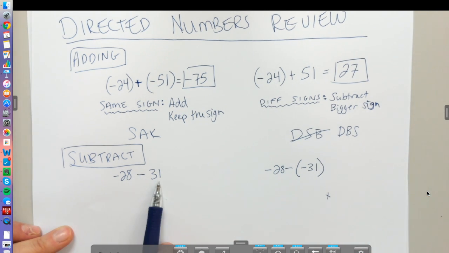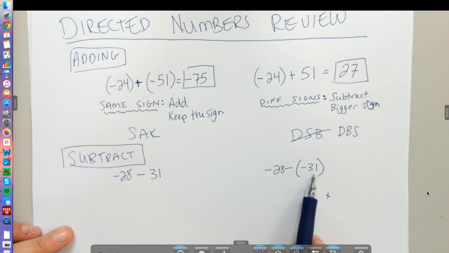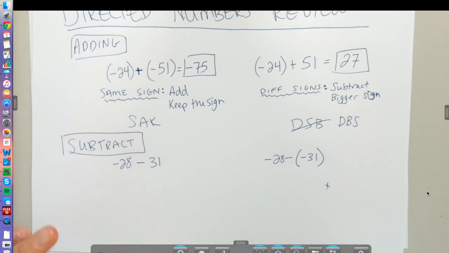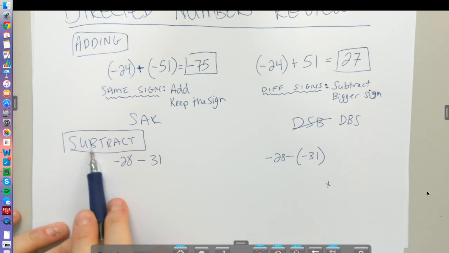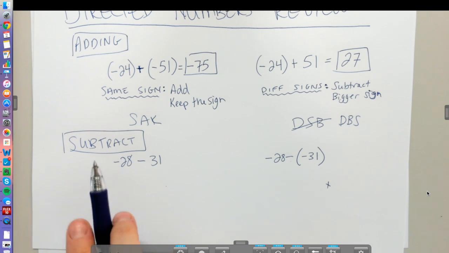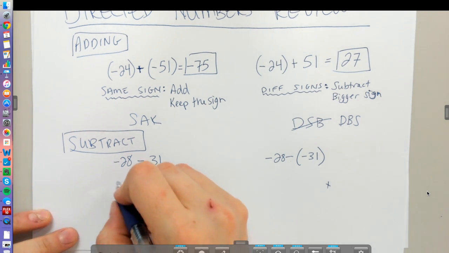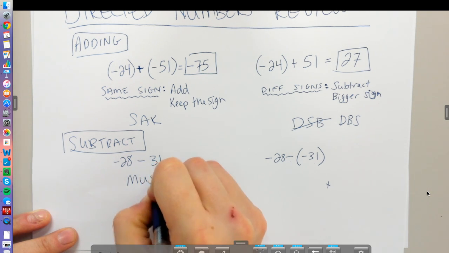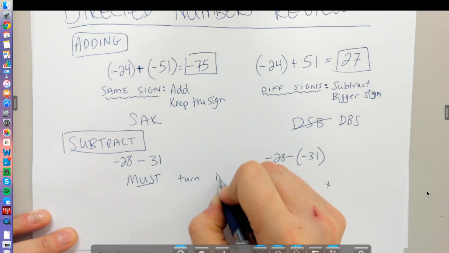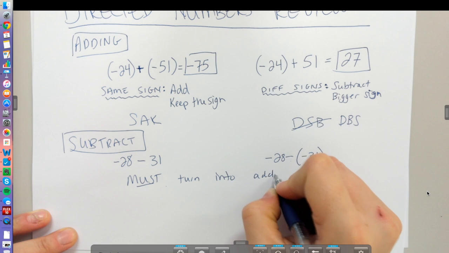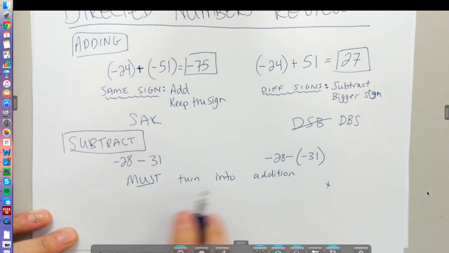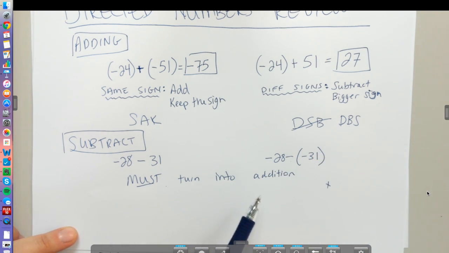So, subtracting a positive 31 or subtracting a negative 31. All right, so my rule is you're never going to do subtraction. You're never actually going to do subtraction. You're going to do the addition form of subtraction. So you always are going to turn these into addition. I'm going to write: must turn into addition. And you just have to trust me that this way of thinking is going to help you a lot in the future. So this is required for showing your work on the test.